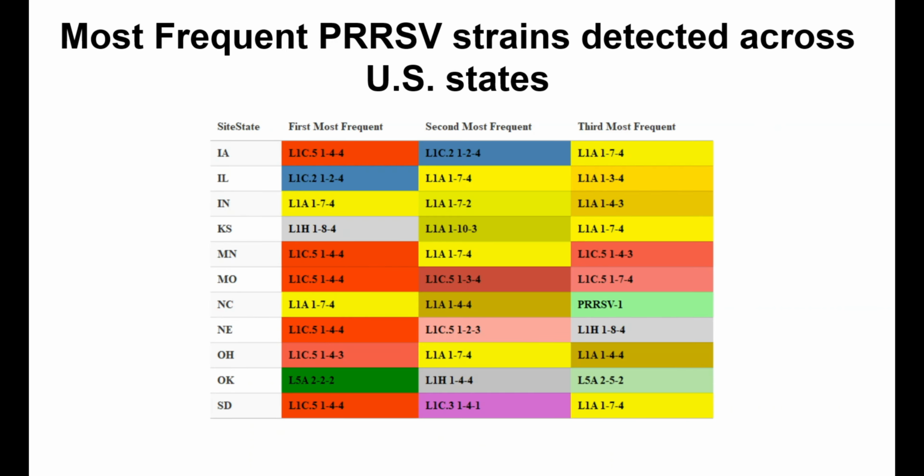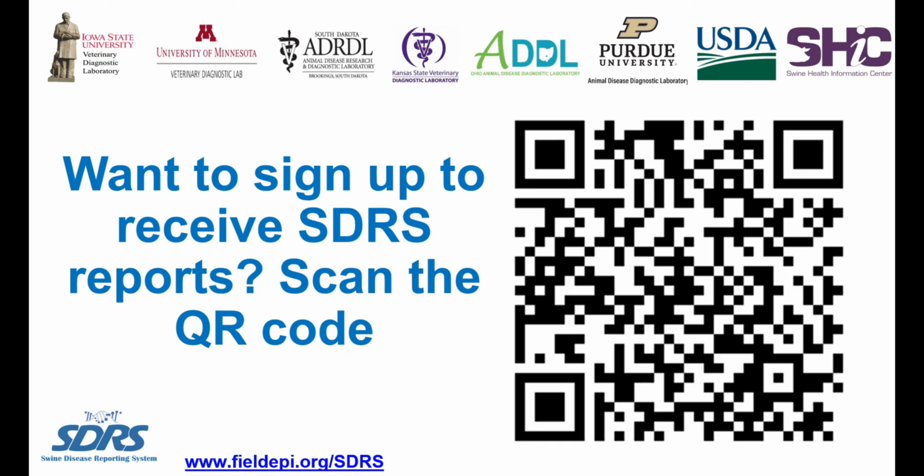And finally, one of my favorite charts of this page is the most frequent PRRSV strains detected across US states. If you are from a specific state in the US, you can check which sequence is the most frequently detected, the second most frequent, and the third most frequent. You can just take a look at the state where you live or have your hog farm operation, and you can see which lineage and which RFLP are circulating more predominantly in your area.